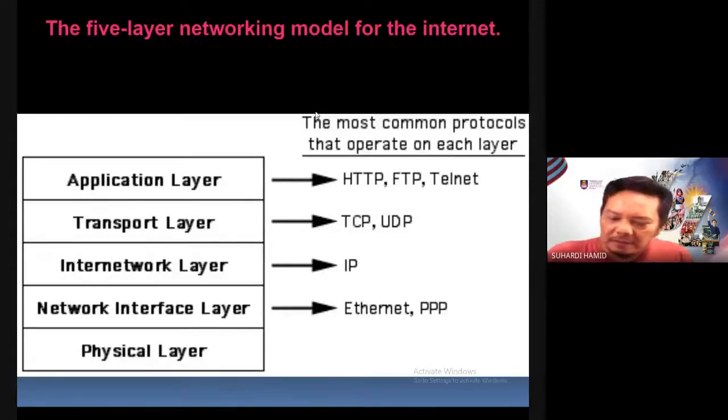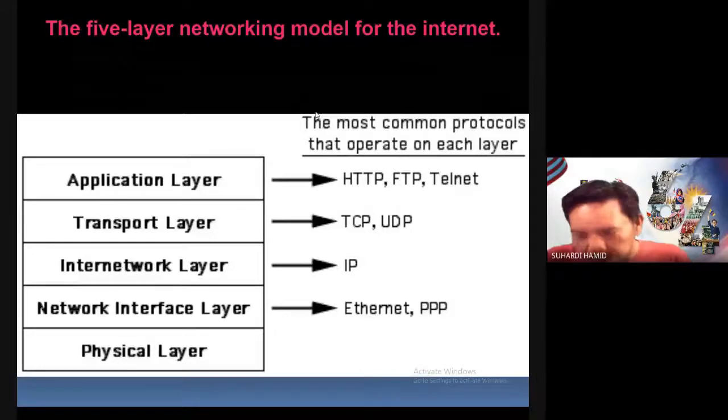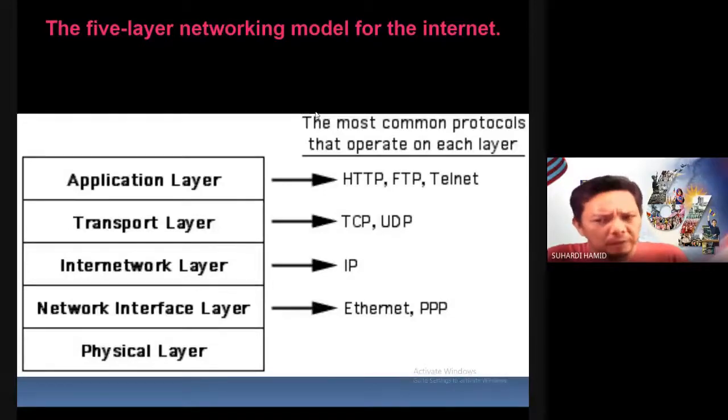Of course, the lowest one is called the physical layer. The physical layer refers to how your computer is connected. For example, using coaxial cable, copper wire, or Bluetooth radio communication. Those are the kind of things referring to the physical layer.